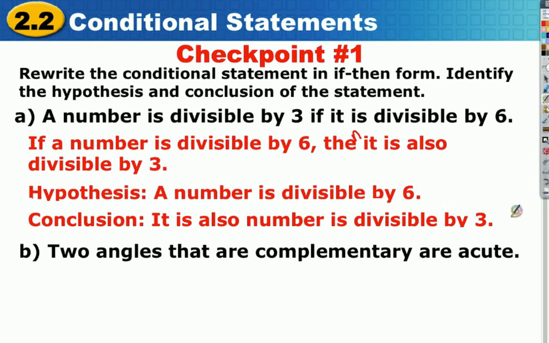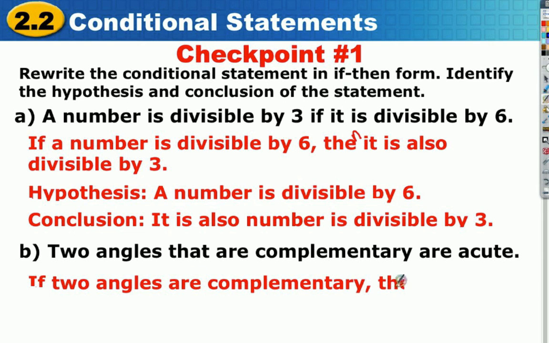Because I heard some other things. Okay, Davis, what was yours? Wait, Dalton, what was yours? If two angles are acute, then they are. Okay, so you switched it around. Did anyone do the same thing as Dalton? Because I had heard a number. Okay, you did it as well. So in this case, it had to be if two angles are complementary, then they are acute.